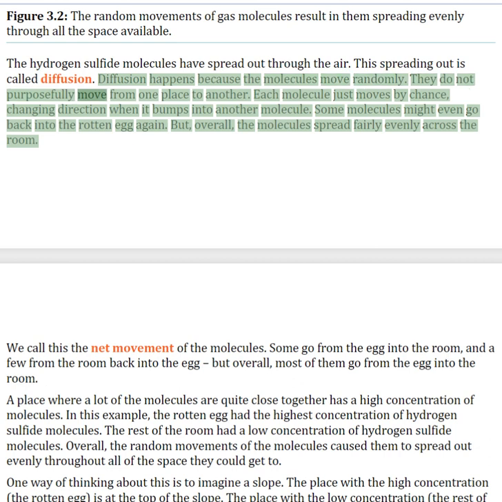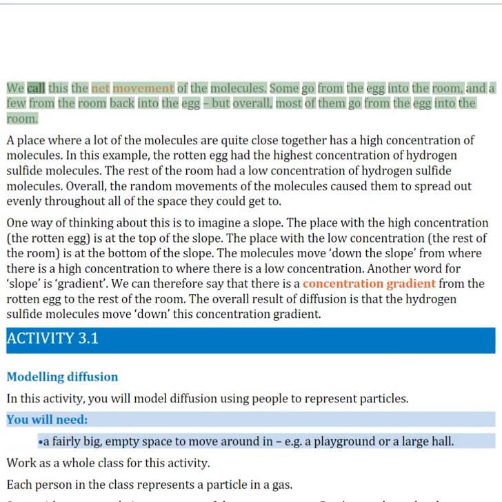They do not purposefully move from one place to another. Each molecule just moves by chance, changing direction when it bumps into another molecule. Some molecules might even go back into the rotten egg again. But overall, the molecules spread fairly evenly across the room. We call this the net movement of the molecules. Some go from the egg into the room, and a few from the room back into the egg, but overall, most of them go from the egg into the room.